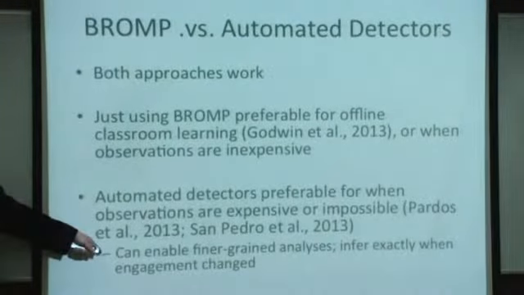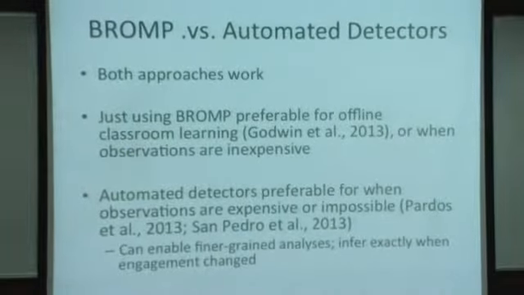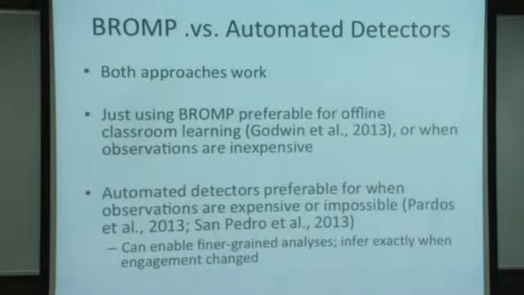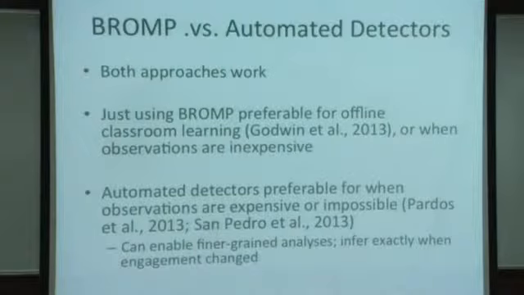They're nice if you can get them because they can enable very fine-grained analyses. You can infer exactly when the engagement changed. But when that's not feasible, the field observations are a very effective approach, and I think they will be very cost-effective here, just due to various factors about how much things cost in the two societies.